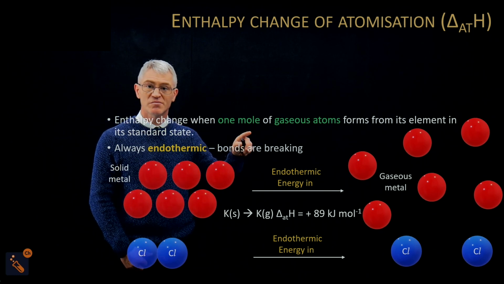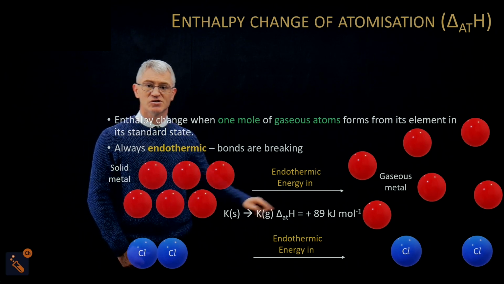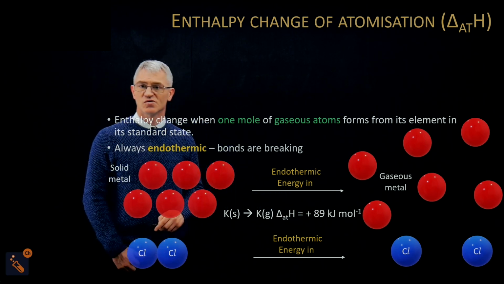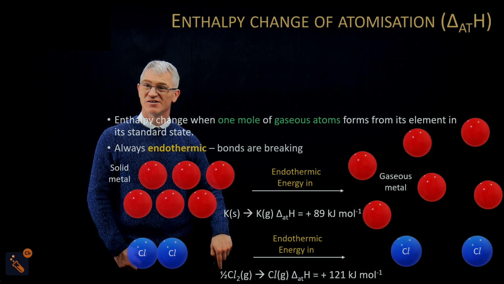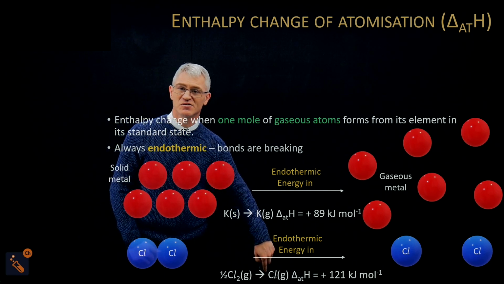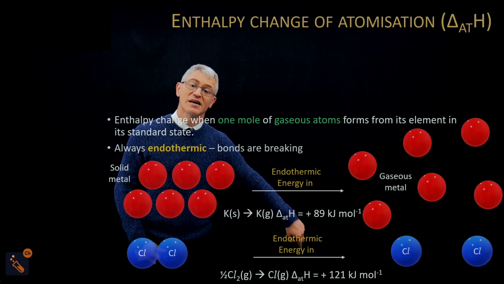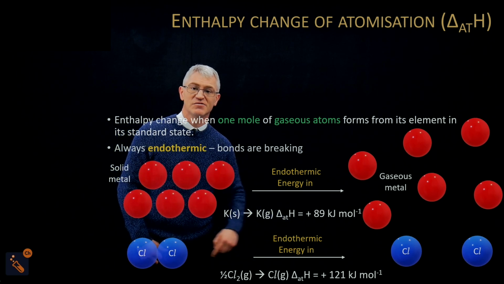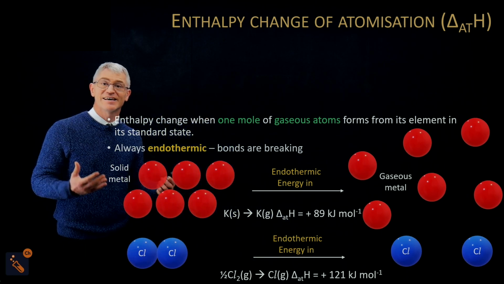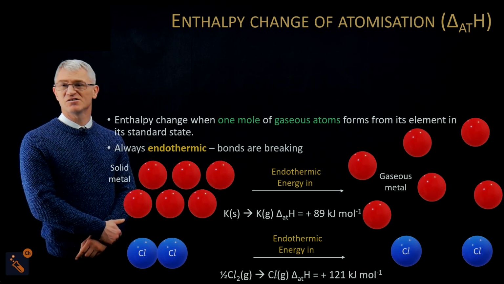Now really important, it says 1 mole of gaseous atoms. Now this starts off as Cl2. I want to create 1 mole of chlorine atoms. So when I'm doing it, I have to use a half. And they're going gaseous to gaseous because it was a gas originally, and it's still a gas. And we've broken that bond, but we're only using half. And again, endothermic. And that is how you do enthalpy changes of atomization.